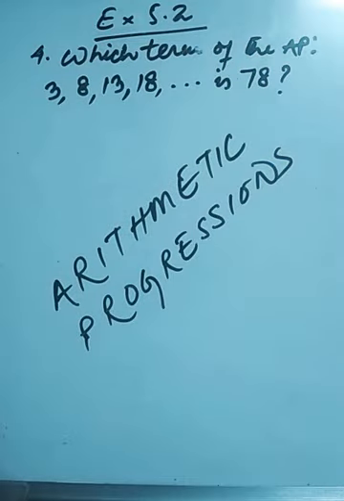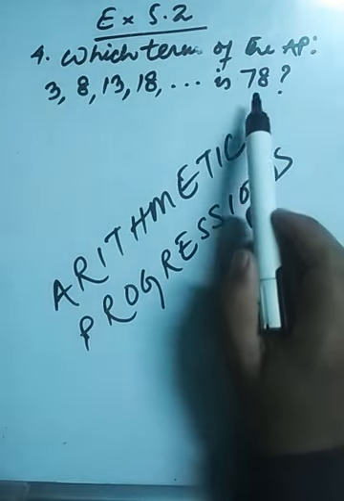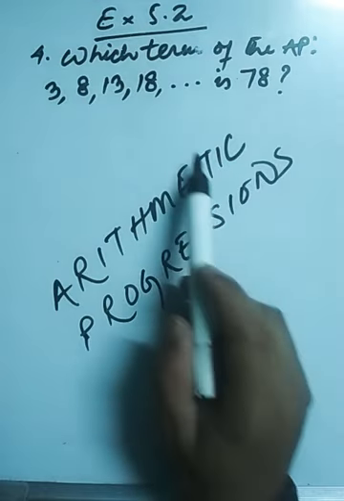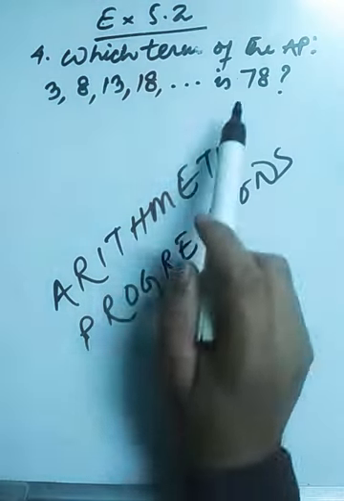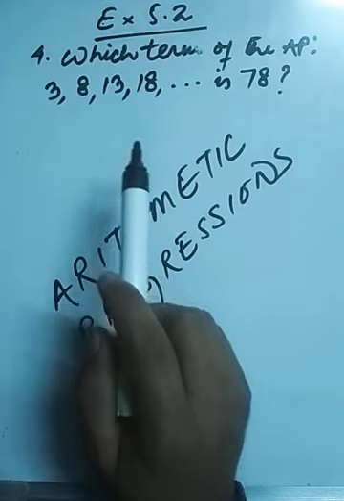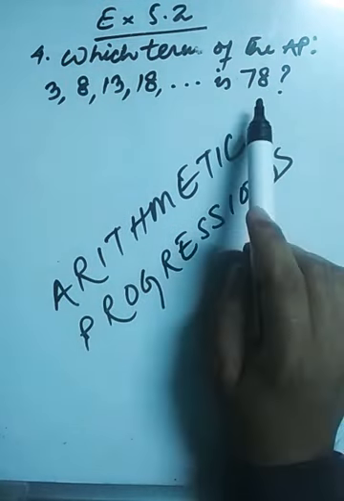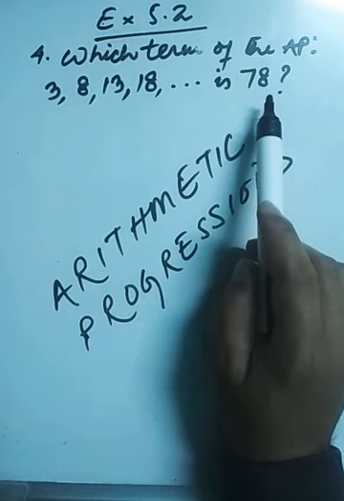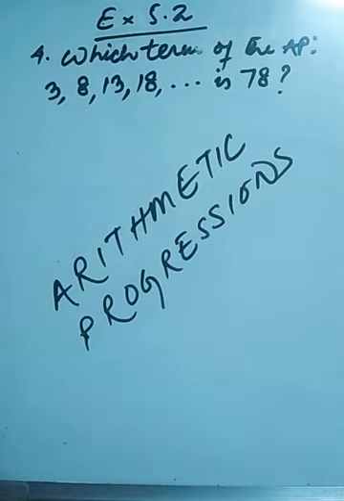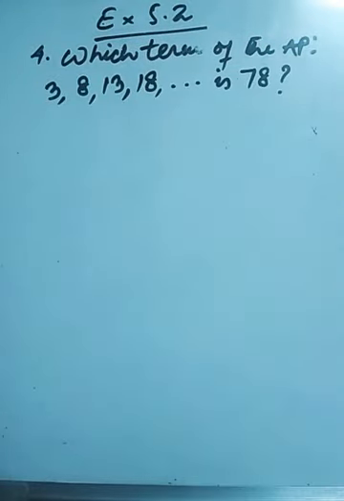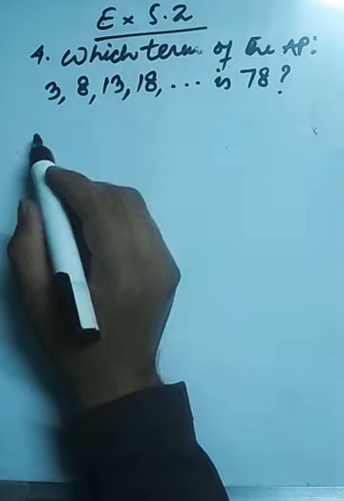So from the question, what we understand is that 78 is one of the terms of this AP, but in which place this term occupies, that is what we are going to find. It may be occupying the 10th place, the 11th place, we do not know, so let us find now. The space available is a bit less, that's why I'll start the answer directly.